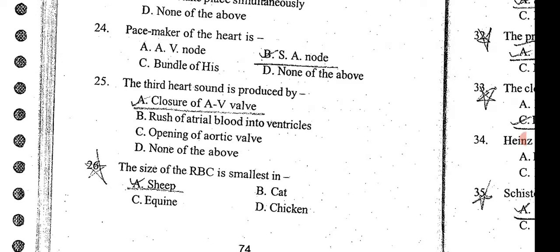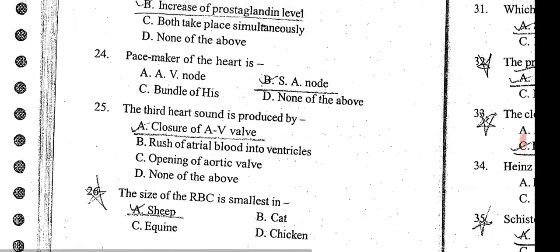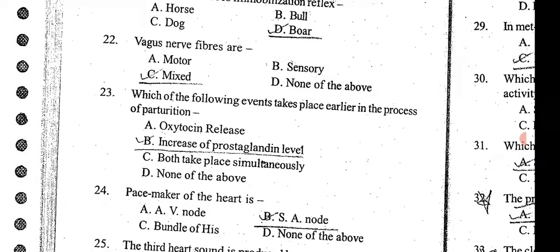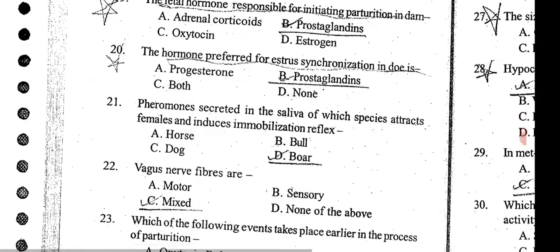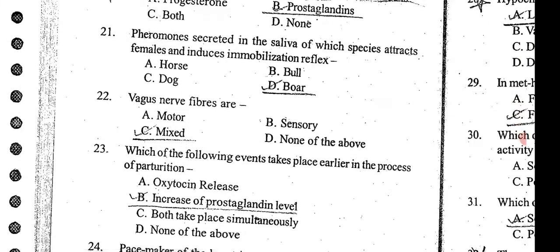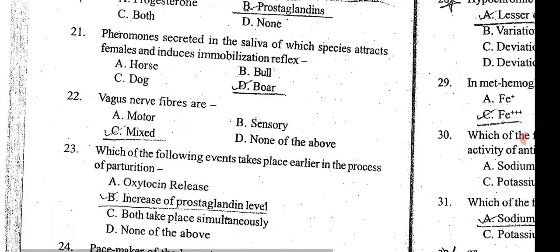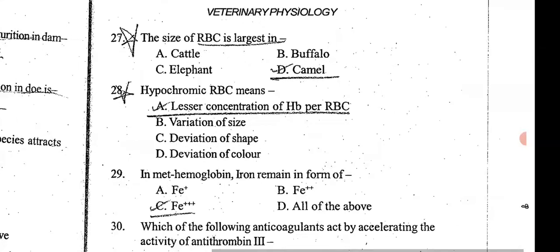The third heart sound is by the atrioventricular valve, and the sinoatrial node is the pacemaker of the heart. Increased prostaglandin levels are reported in the earlier process of parturition and in estrus synchronization. The saliva of the boar has pheromones to attract females and initiate the immobilization reflex. The vagus nerve is a mixed type of nerve, and the size of red blood cells is largest in camel and smallest in sheep.